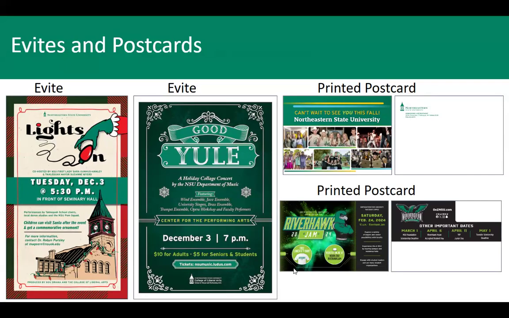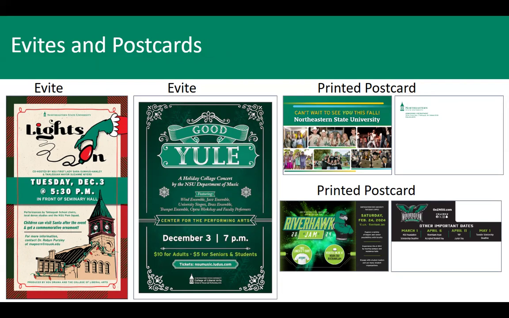For instance, if you're requesting a postcard to be made, these are printed items with a front and a back to be mailed or handed out, generally 5x7 or 8.5 by 5.5, which is considered an oversized postcard. If you want to email the same information, it's called an Evite, which is one-sided. And here are some examples of recent Evites and postcards our department designed.